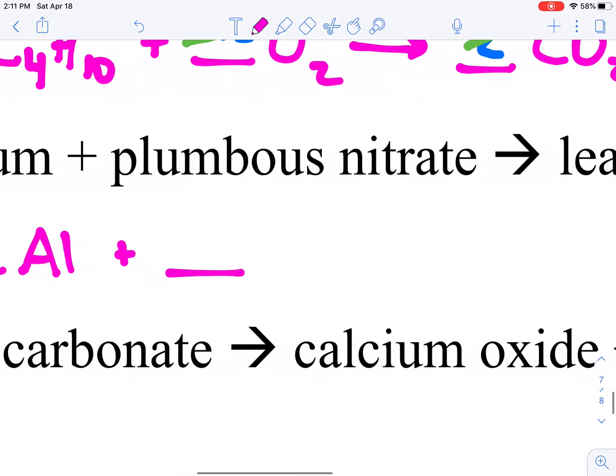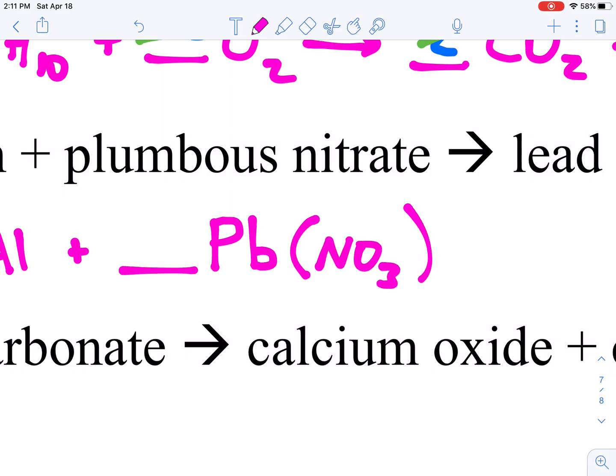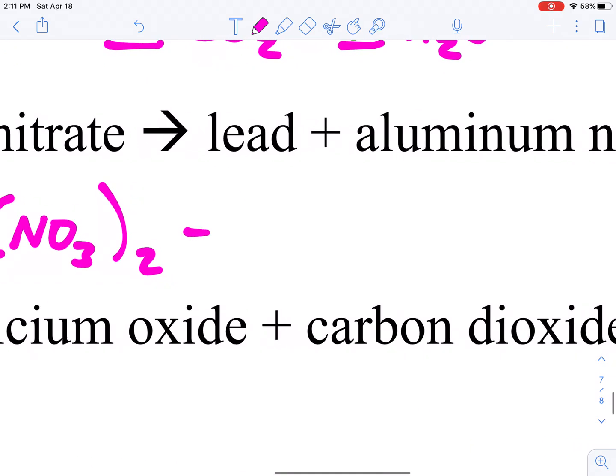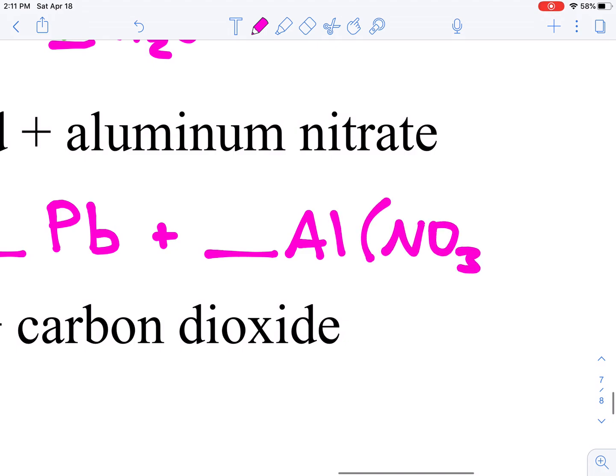Plumbous nitrate. Plumbous is Pb plus 2. Nitrate is NO3 minus 1, so that gives us Pb(NO3)2. Yields simply lead by itself, which is Pb, plus aluminum nitrate. Aluminum's a plus 3, nitrate's a minus 1, Al(NO3)3.